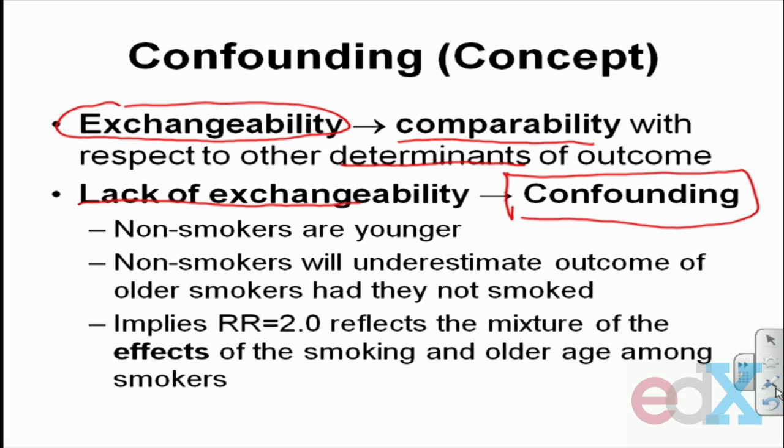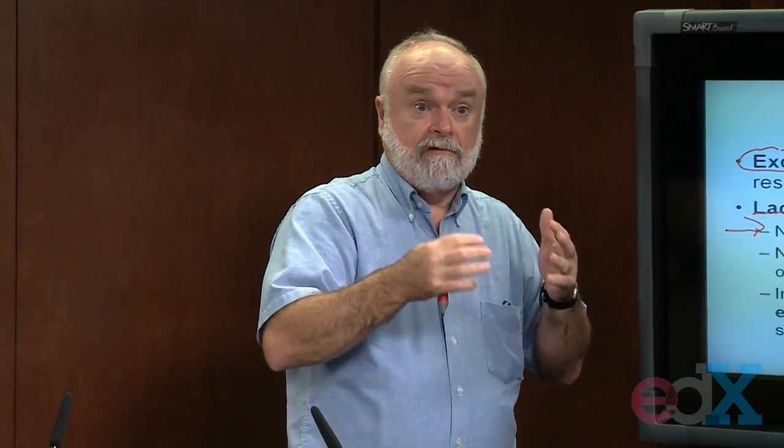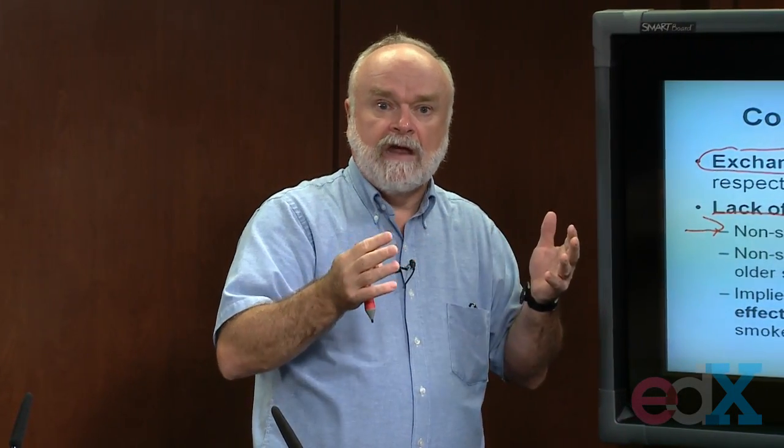So let's go back to your cohort study. I told you your non-smokers are younger than the smokers. Therefore, the non-smokers are not going to estimate what would happen to your smokers had they never smoked, because the non-smokers differ from the smokers in two regards. They are not smoking and they are younger. Both of those factors influence the outcome. We want our non-smokers to reflect what happened to our smokers if they never smoked.